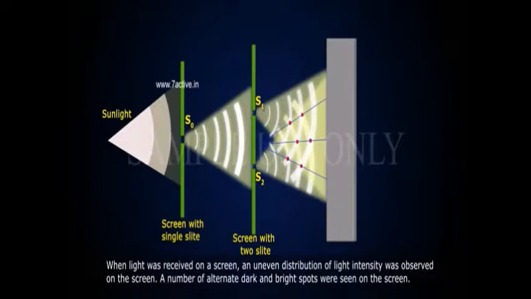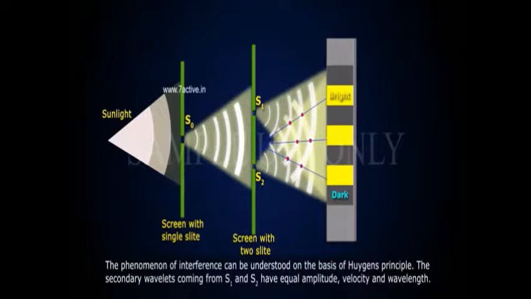Young allowed sunlight to pass through a hole and then at some distance through two pinholes, S1 and S2. When light was received on a screen, an uneven distribution of light intensity was observed on the screen. A number of alternate dark and bright spots were seen on the screen. The phenomenon of interference can be understood.